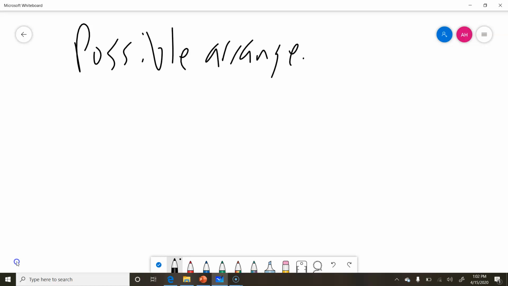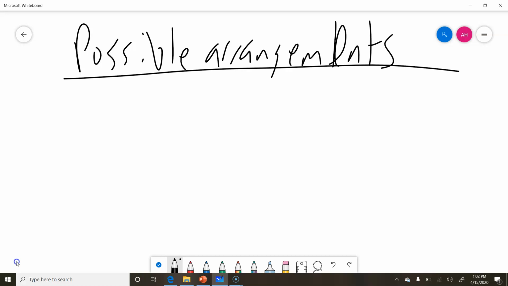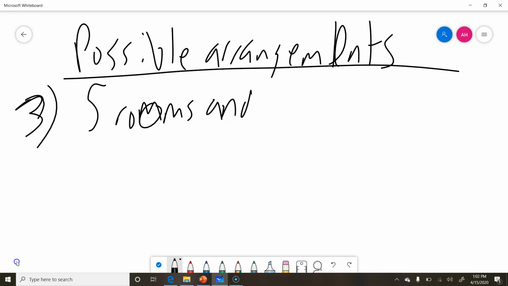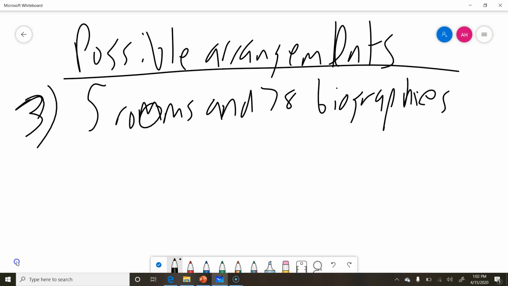Now, the next one that we talked about was possible arrangements. The way that possible arrangements works, let's look at number 3. It says that we have a library that has 5 rooms and 78 biographies. We're trying to find out how many arrangements we can have.